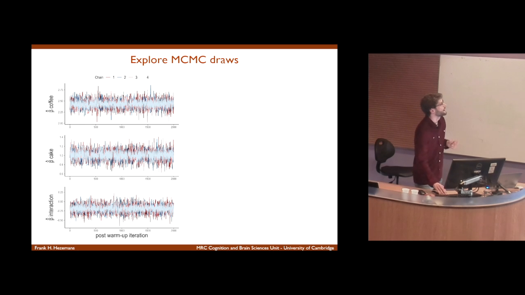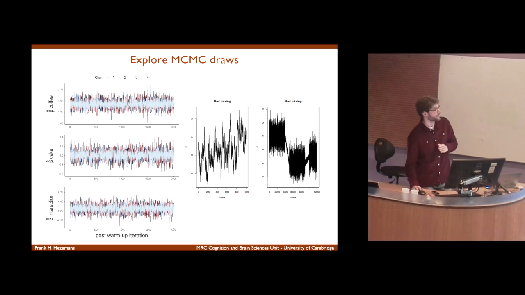And what you're looking for is a fuzzy kind of caterpillar, and I think that's a good description for this plot here. These are some examples of when it goes wrong, right? So here you can intuitively see that it doesn't look like the sampler has really converged on a value, so it's still trying to search for the real estimate basically.